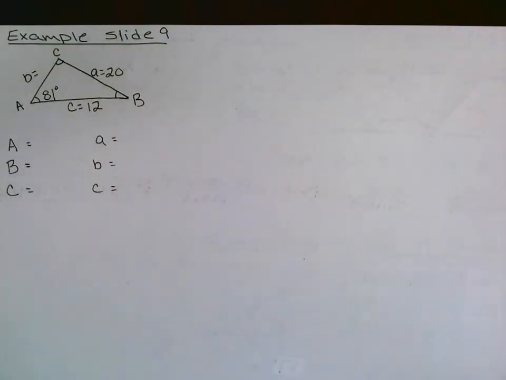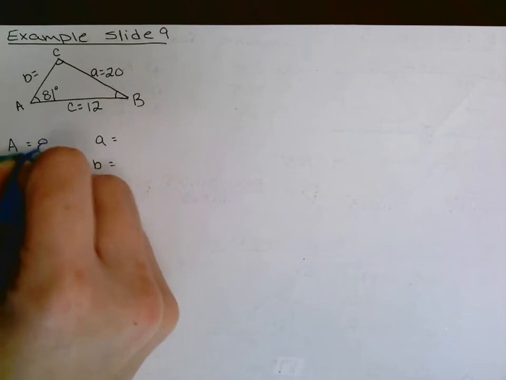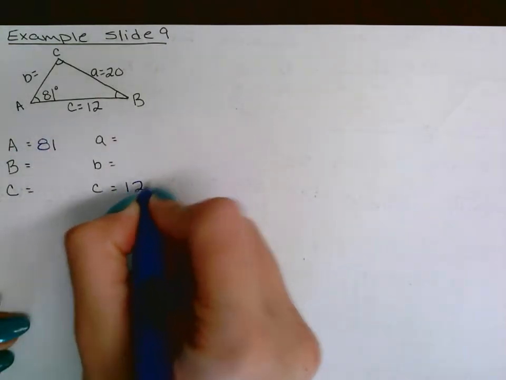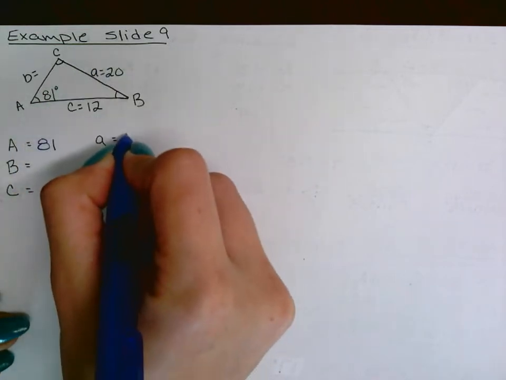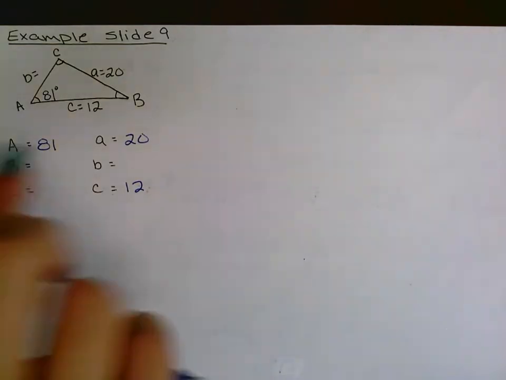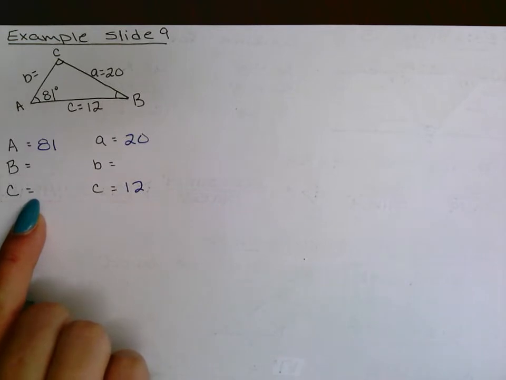All right, so here's my first question. I see my givens. I see that A is 81, side C is 12, and side A is 20. Do you see that I have a match with A, but what I'd be left to find is an angle? That is how I know I am working on the ambiguous case, which is a longer one.